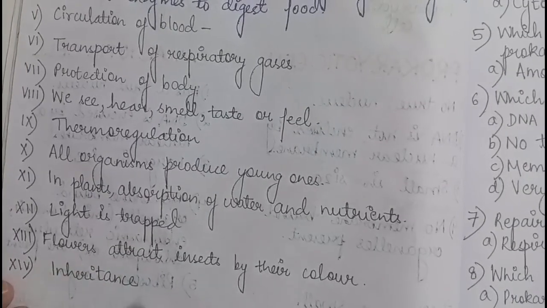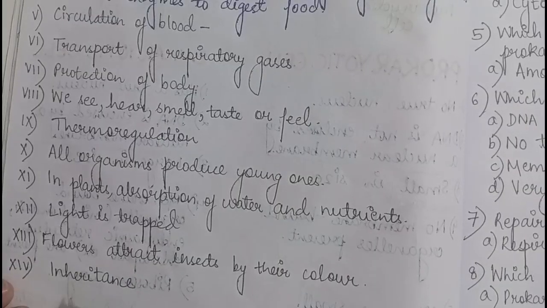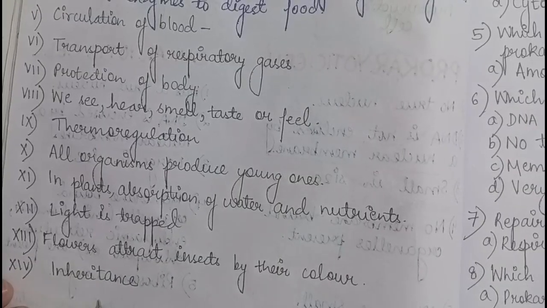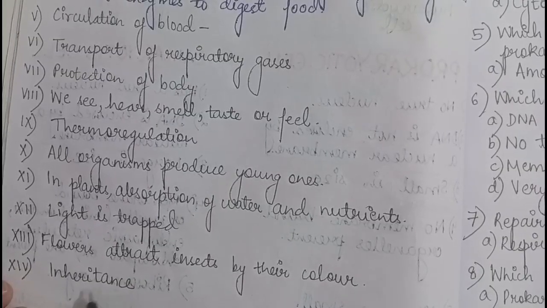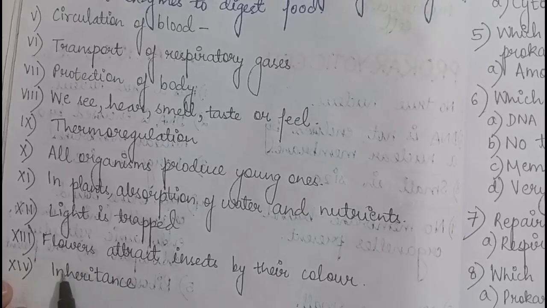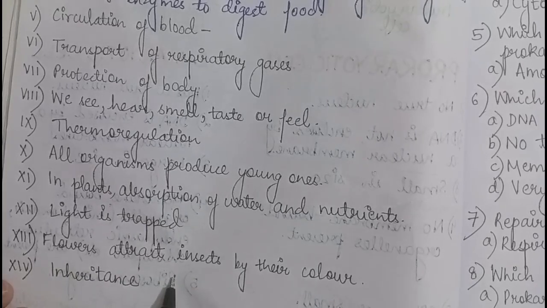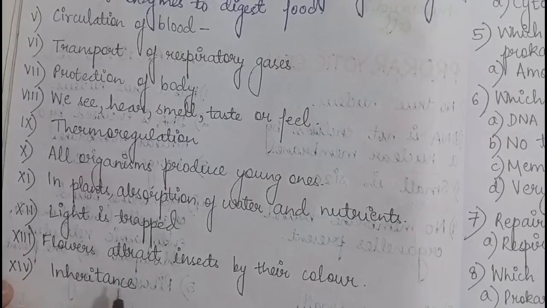Then inheritance. Whatever characters we have, we have inherited from our parents only, due to the presence of genes. So we have inherited our genes from our parents, so characters are transferred from parents to progeny. So here, inheritance is also an example of cellular activity.